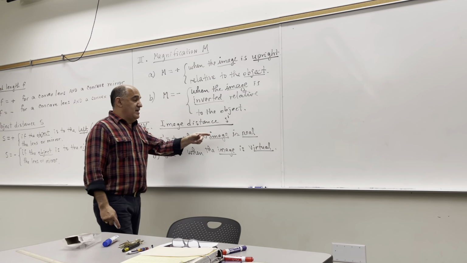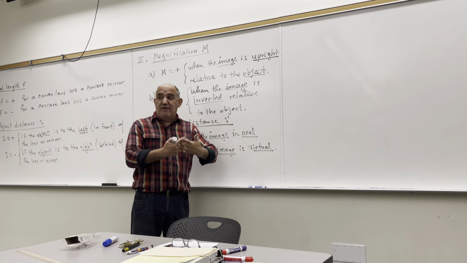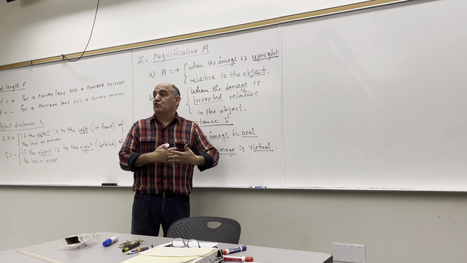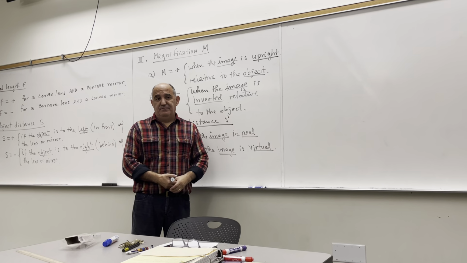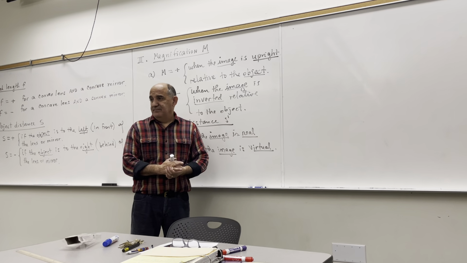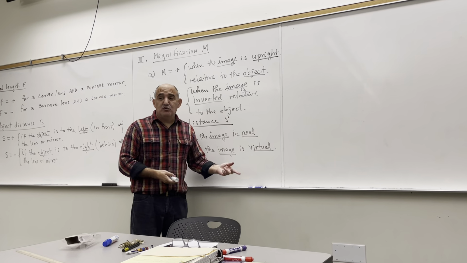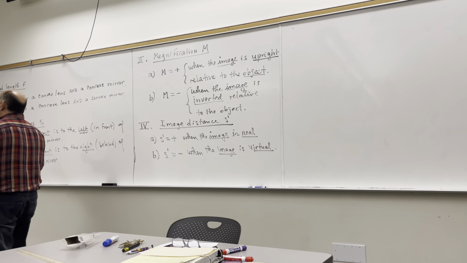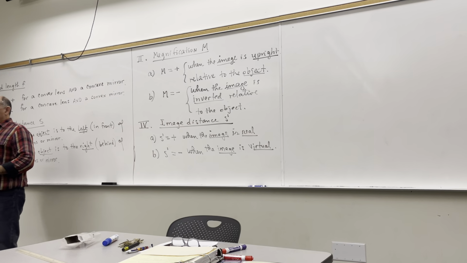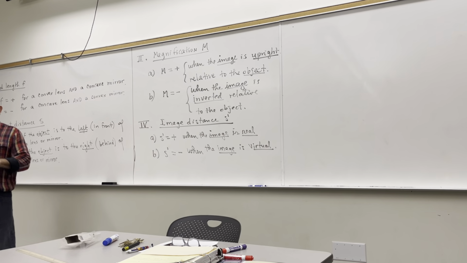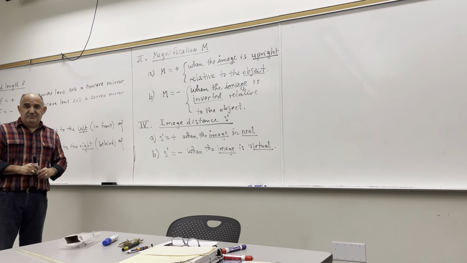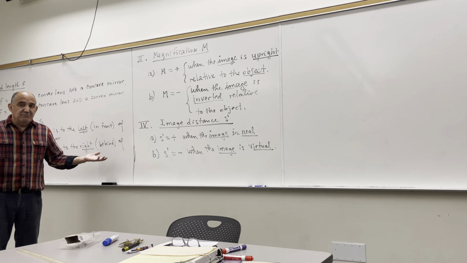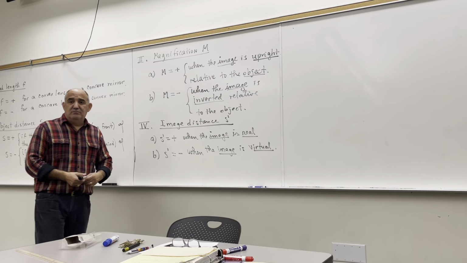If the image is real, it means that wherever that image is formed, light rays actually went there to create that image. If the image is virtual, that means that wherever the virtual image is produced, light rays seem to go there to produce the image, but they don't. So either the light rays make it there or they don't. If they make it there, it's real. If they don't make it there, it's virtual.